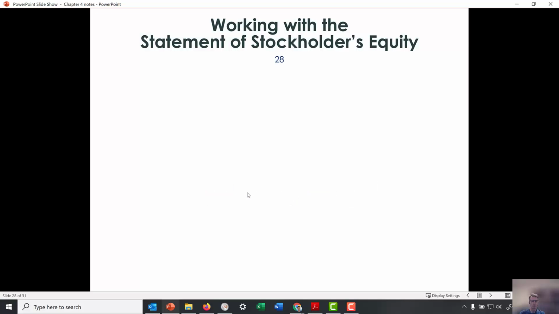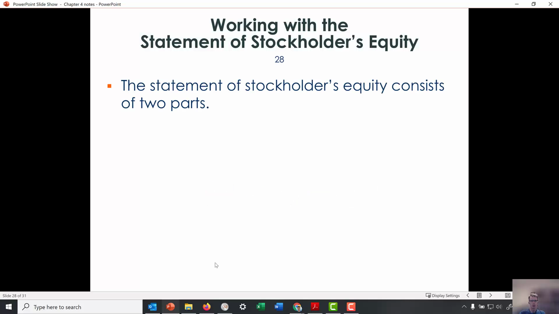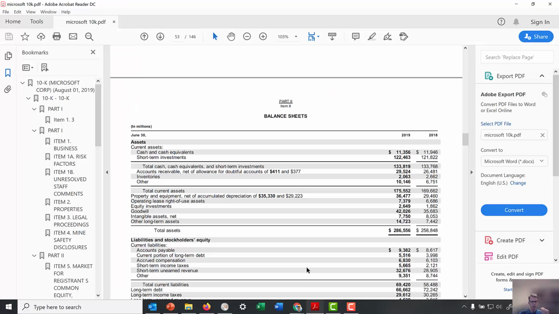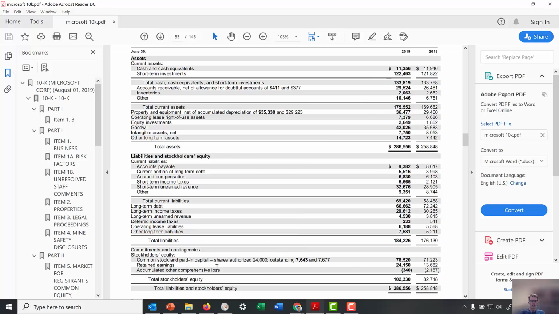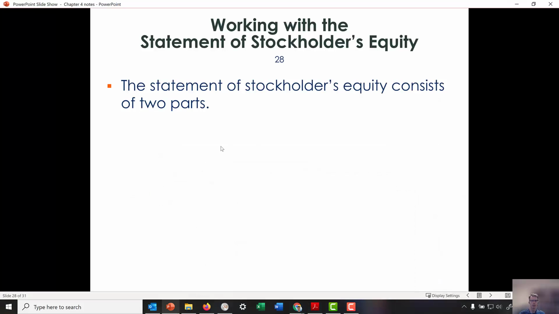Okay, components of stockholders' equity. So stockholders' equity, take a look at Microsoft real quick. Stockholders' equity typically has a lot of stuff in it. Actually, Microsoft's is pretty clean, but they have common stock, retained earnings, and then accumulated other comprehensive loss. All we're going to concern ourselves with in this course are the first two, common stock, and paid-in capital goes along with common stock, and then retained earnings. We will not concern ourselves with comprehensive income or comprehensive loss.